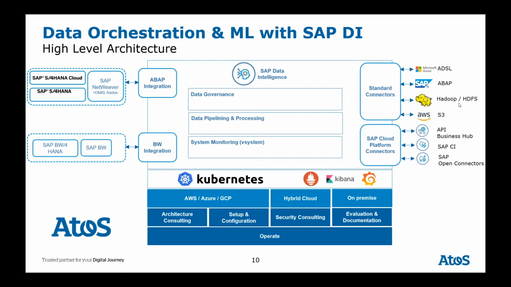So the options that are there are a lot, which is very nice, and they perform pretty well as well. And also what's interesting are the SAP Cloud Platform connectors, where there is connectivity via the business hub for APIs, and there is SAP Cloud integration, and there are a couple of open connectors which SAP has provided. But on the bottom, the lower part where we see Kubernetes, this is completely based on the architecture of Kubernetes.